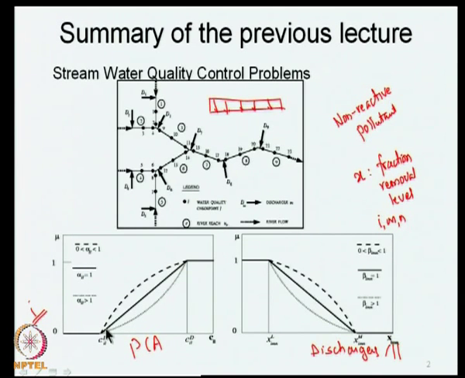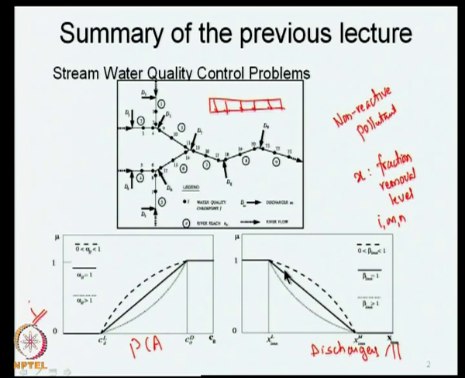So, in this particular case, you may have a linear membership function like this or a non-linear membership function like this. And on the y axis is the membership function value, it goes from 0 to 1. Similarly, for the dischargers, the lower the discharge, the lower the fraction removal level, the better it is. That is reflected by this kind of membership functions. Again, the beta IMN here will determine the shape of the membership function. When it is linear, this index will be 1.